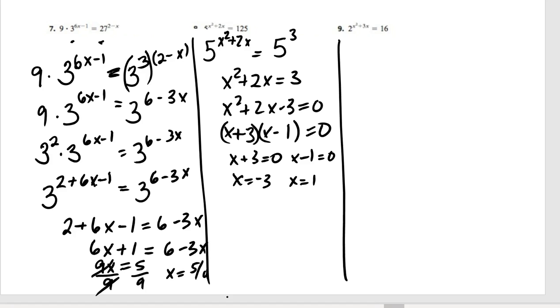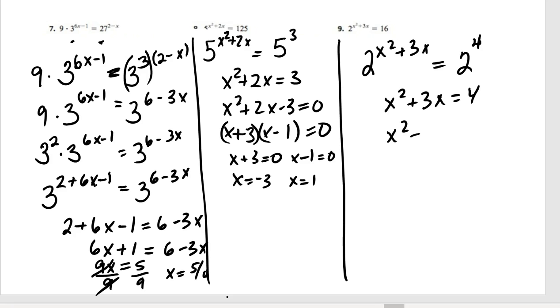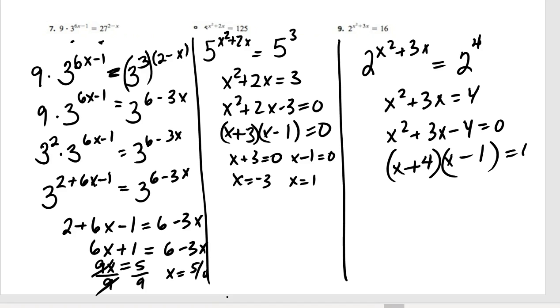And then number 9, we're going to say 2 to the x squared plus 3x. And we're going to rewrite 16 with the base 2. That's going to be 2 to the 4th power. So we're going to have x squared plus 3x is equal to 4. The quadratic, so once again, we're going to look at it and see whether it's possible to factor it. And it is. So we're going to get x is equal to -4 and x is equal to 1. So solving using the exponential equality property is the best one because it's usually the most straightforward one.